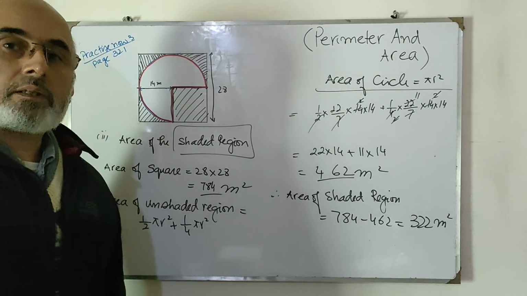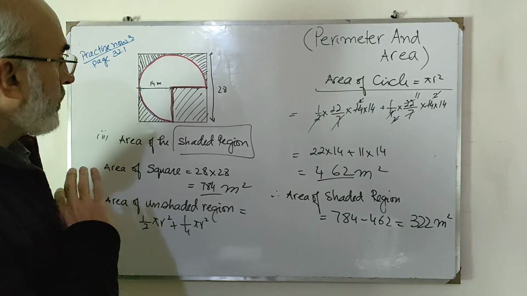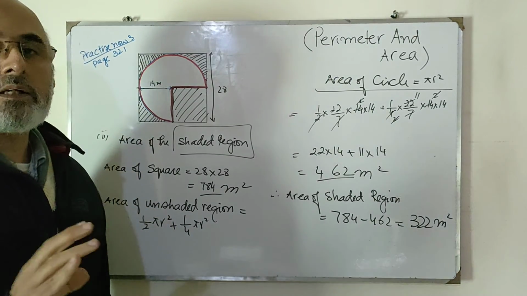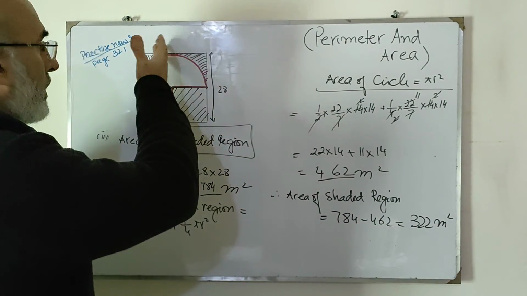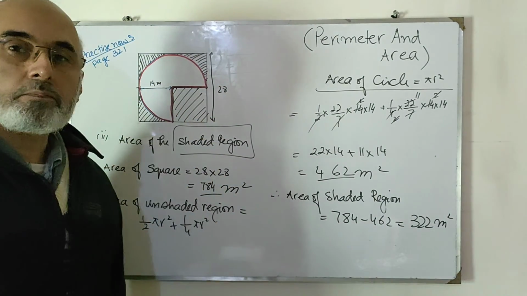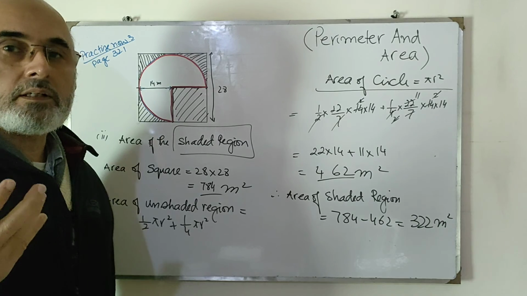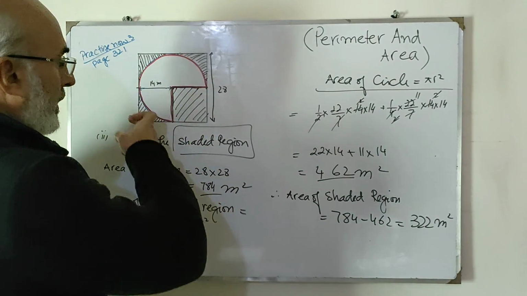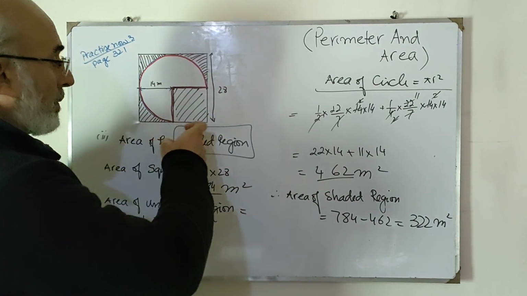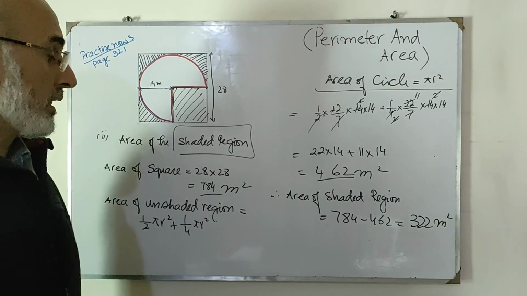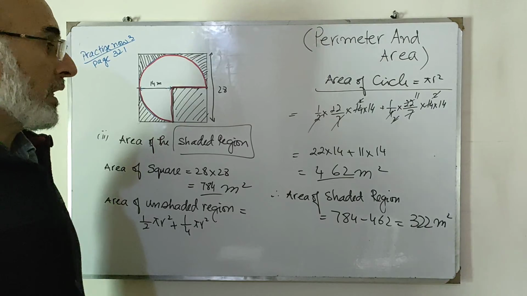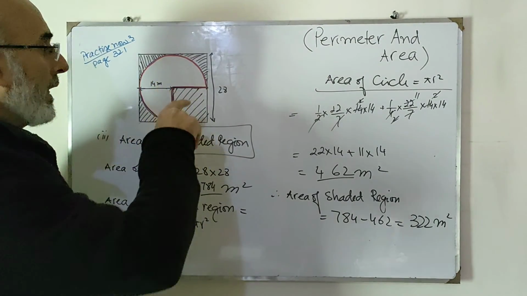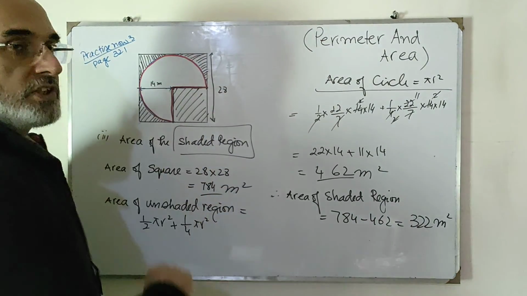Okay, I hope that you got the idea. So what we have done is that to calculate the area of the shaded region, first thing is we calculated the area of the basic figure, which was the square, the boundary of this figure, and then we took the area of the unshaded region, and then we subtracted both, and we got the shaded region.